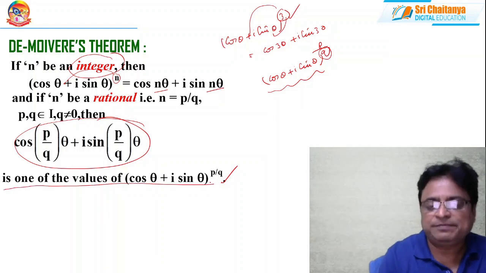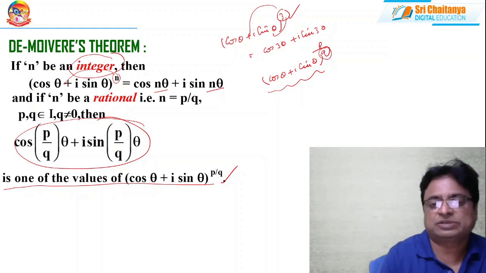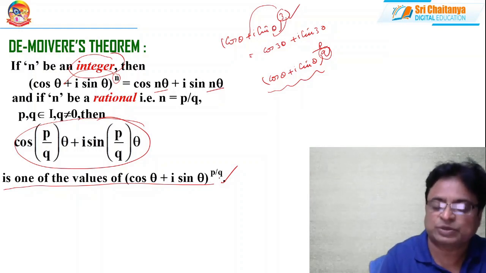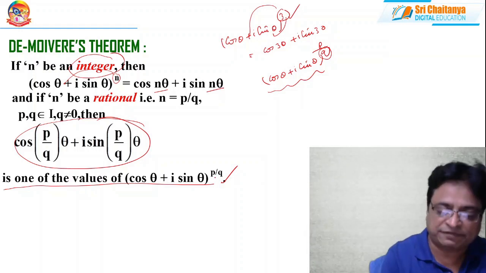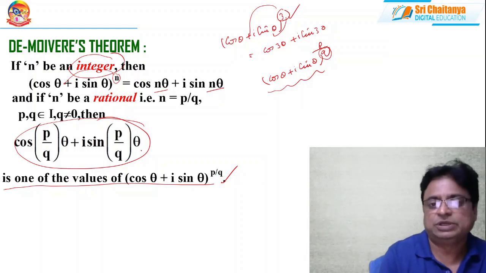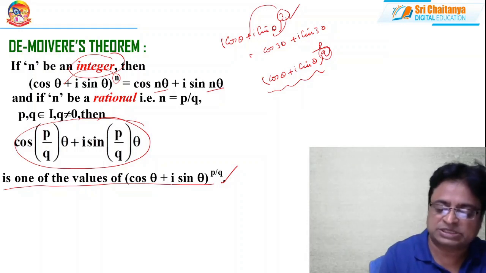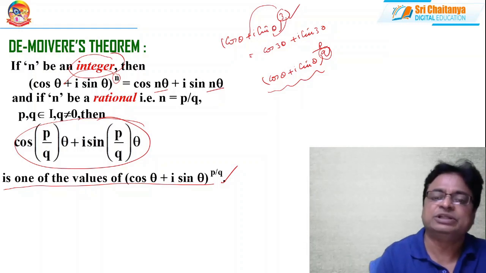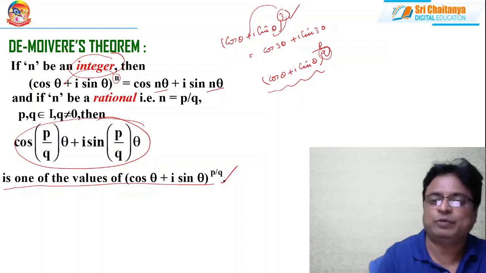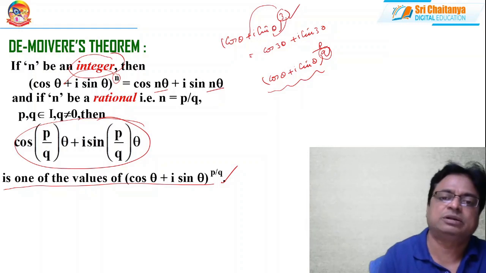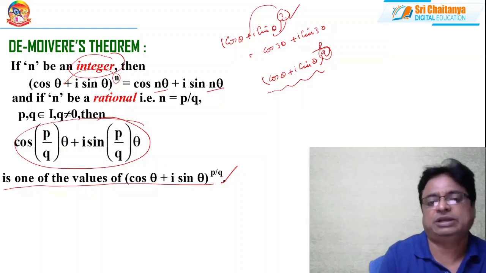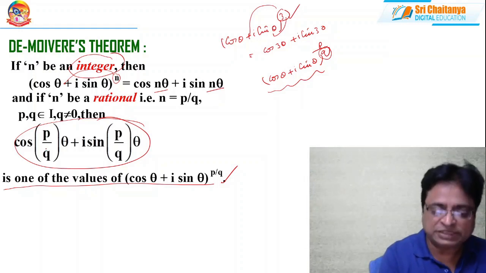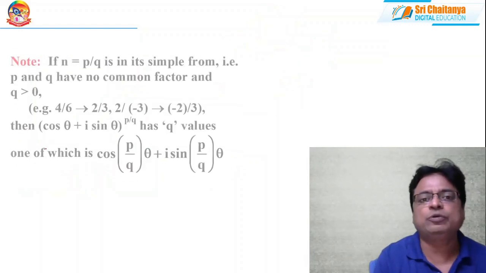So immediately you have to ask a question. How many values will exist for this one? You may get q values. This is one of the values. So for any structure of the form (cos theta plus i sin theta) whole power p by q, there exist q roots, q values. All those values are called the roots of this particular equation. Okay. This is one of the values, and how to find the remaining values, that I will also give.